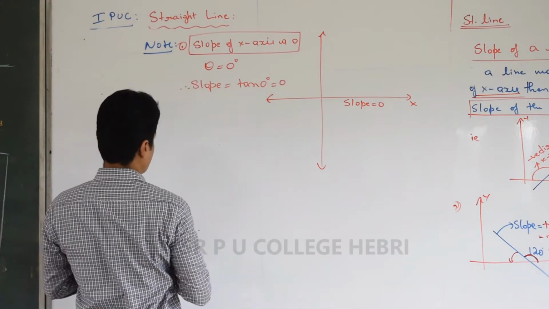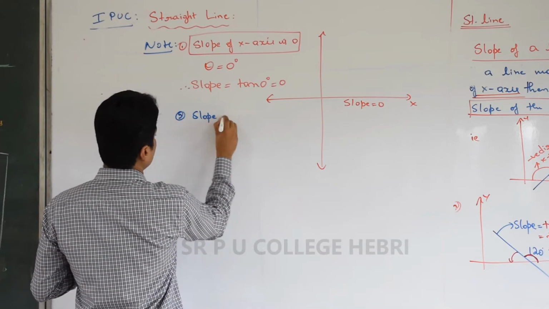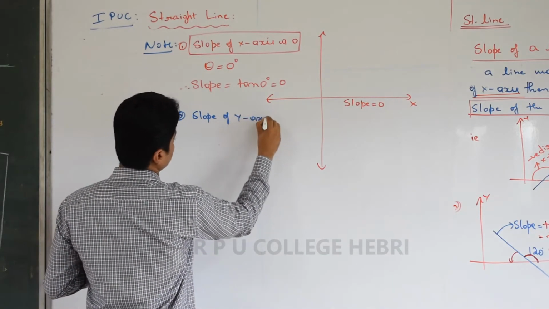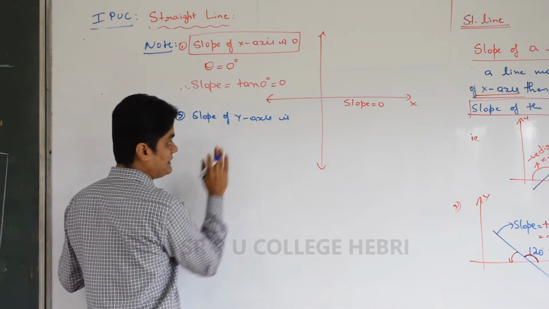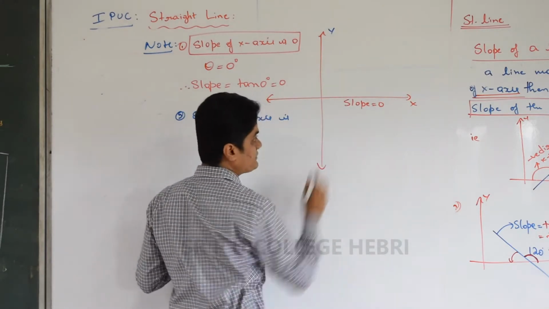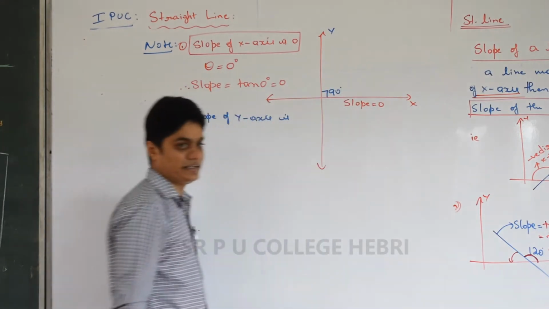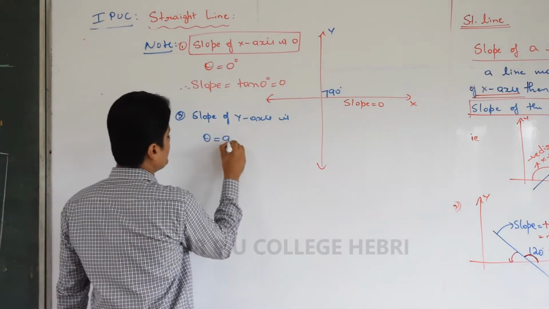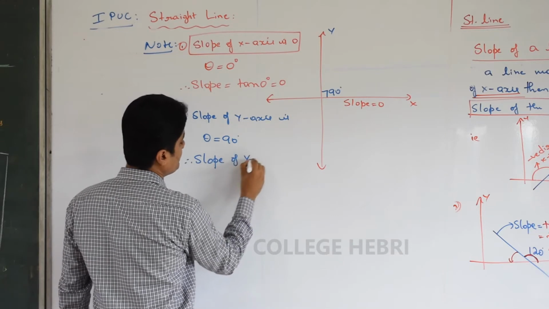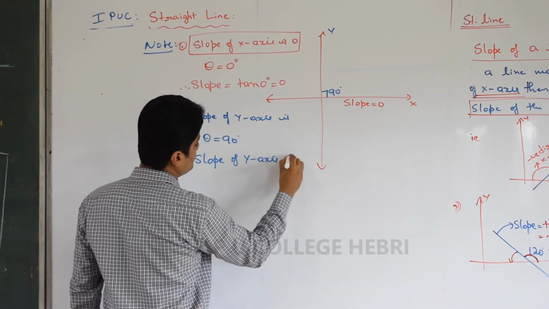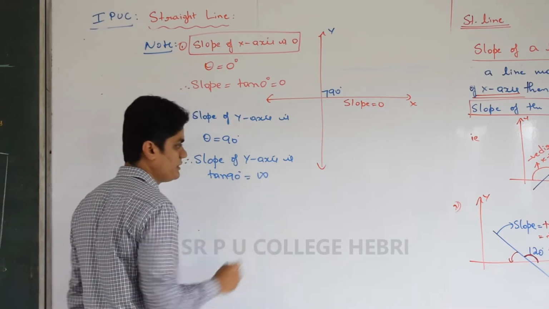Next note. What is the slope of the y-axis? Can you tell me? What is the angle made by the y-axis with the positive direction of the x-axis? Yes, it is 90 degrees. So theta is equal to 90 degrees. Therefore, the slope of the y-axis is tan 90 degrees. What is tan 90 degrees? Infinity.